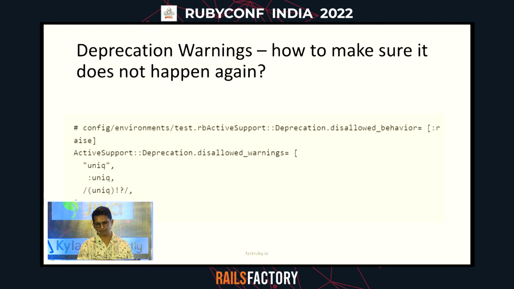So again, Active Support provides you a way to even plug in disallowed warnings, where you can say that, okay, unique as a keyword is not allowed anymore, as a method is not allowed anymore. And when your main branch happens to come across this, instead of a warning, it will give you an error there. And they can right there know that, okay, something is wrong, I need to figure out what it is. And there you come in as an upgrade engineer and tell them, this is a wrong behavior.